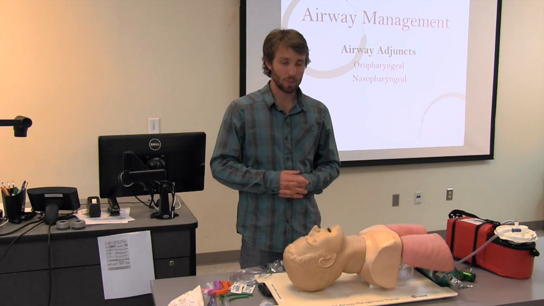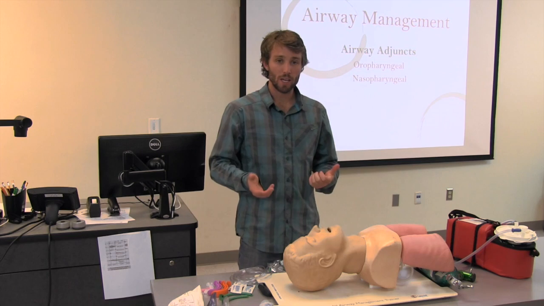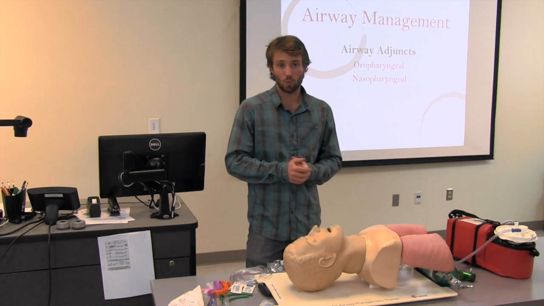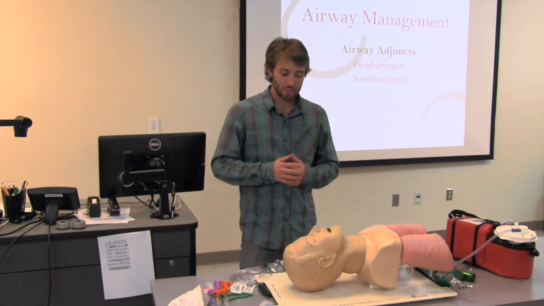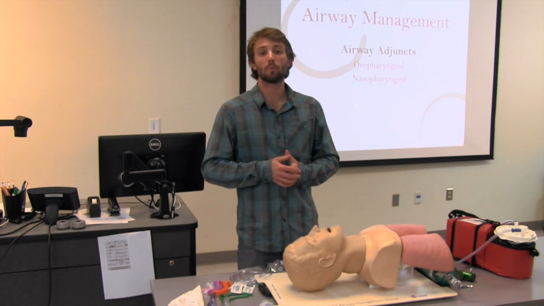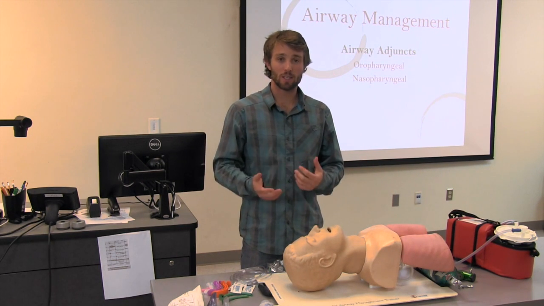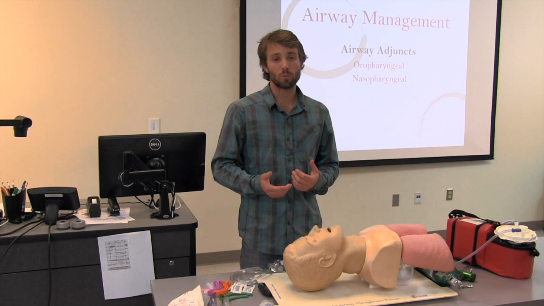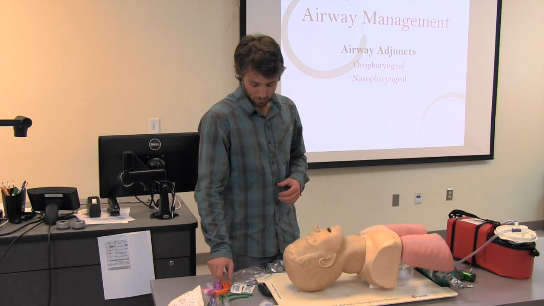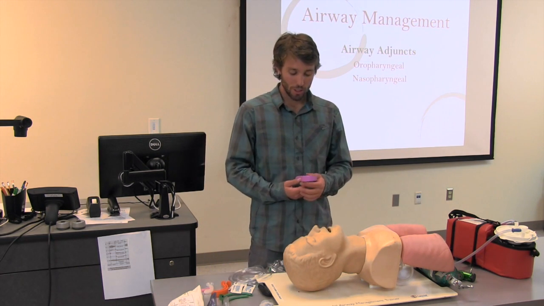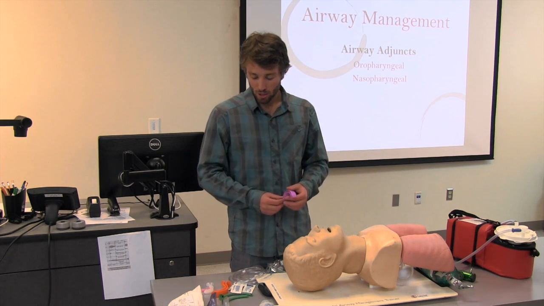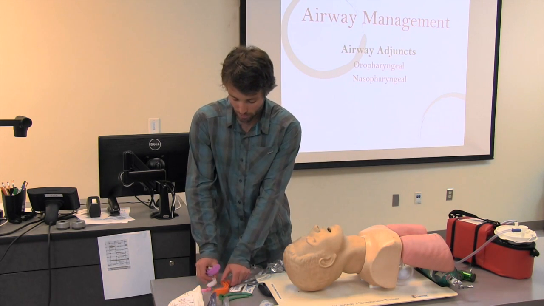So the first one we'll talk about is the oral. This is the OPA, or oropharyngeal airway. And this airway is a nice way to keep that tongue back up off the back of the throat and ensure that we have oxygenation of our patient. So the first thing we need to do is figure out how to size these things. So I have a few different sizes here.